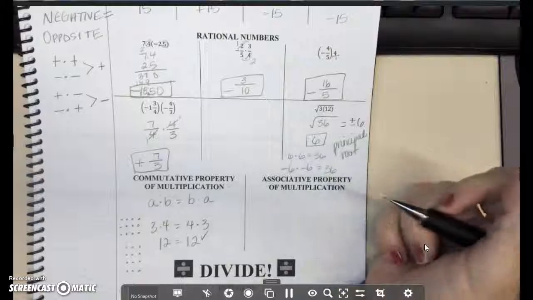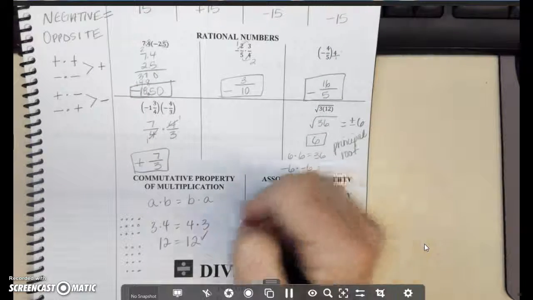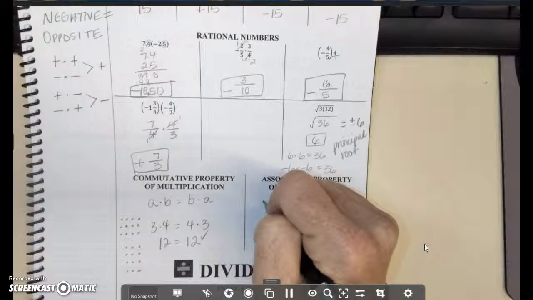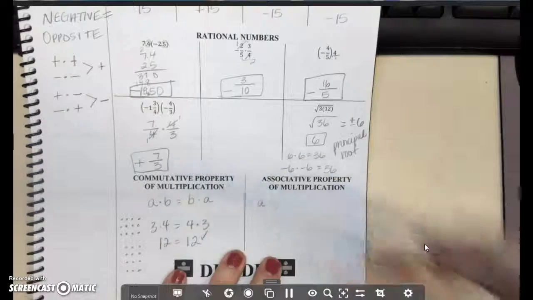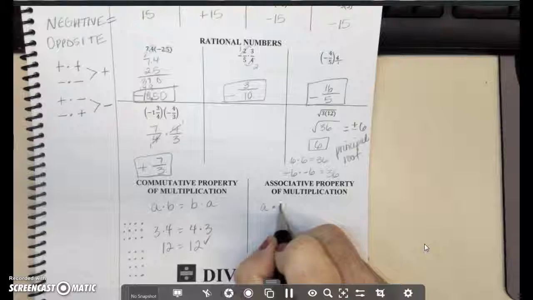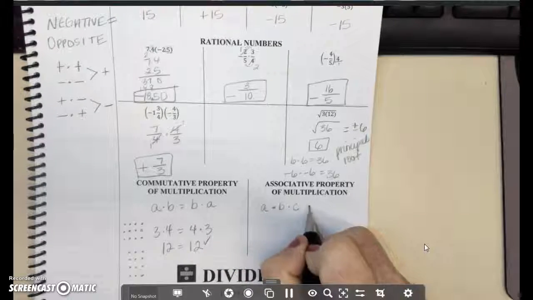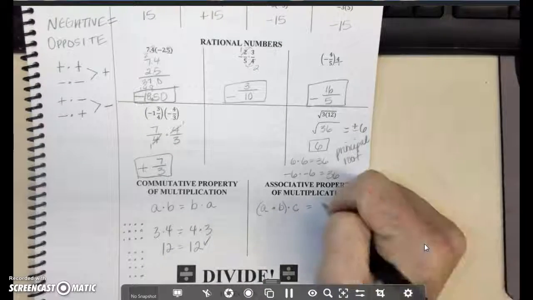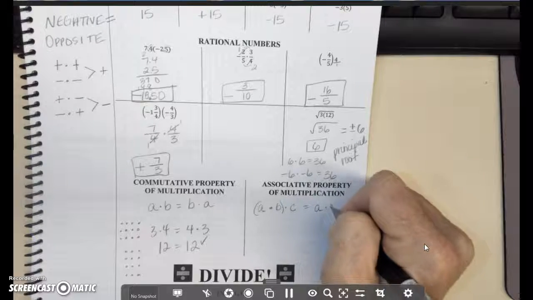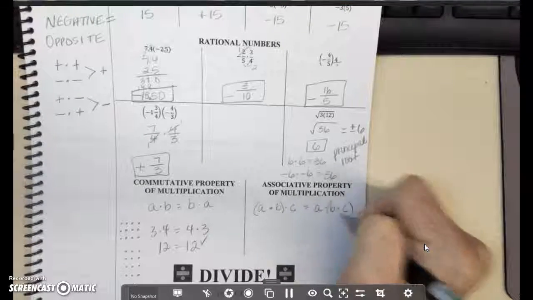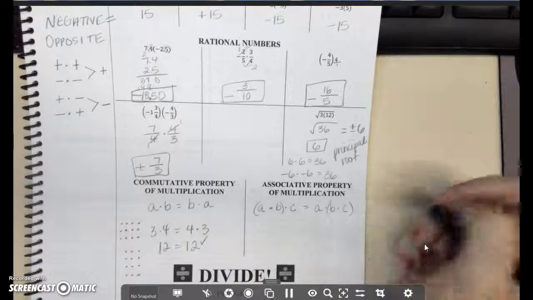Okay, associative property happens when you have more than 2 factors that you're multiplying together. So, and again, oops, not addition. Again, it's just how you group them. So, A times B times C, grouped with the A and the B multiplied together first, would be the same as A times the grouping of B times C.